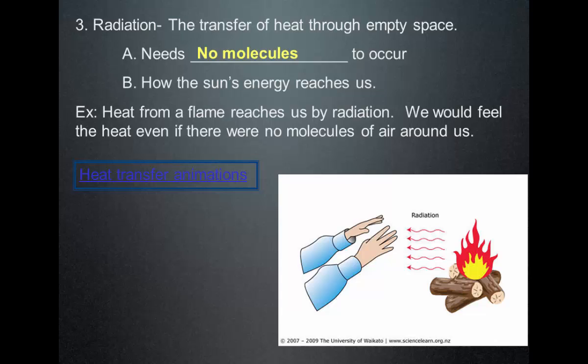It doesn't require any molecules. In fact, space is pretty much a vacuum, and there are no molecules, but yet energy from the sun reaches us because radiation, electromagnetic radiation, doesn't need any molecules to be transferred. It transfers directly through that energy.